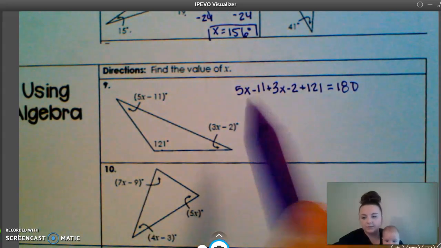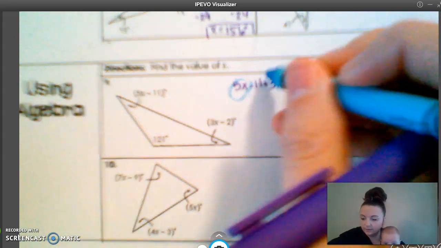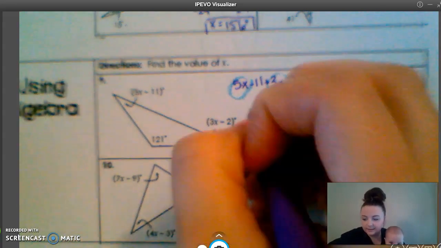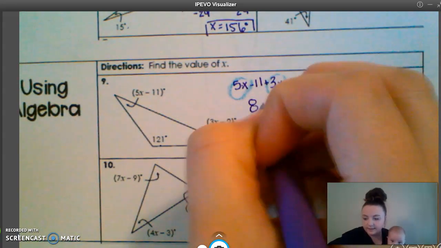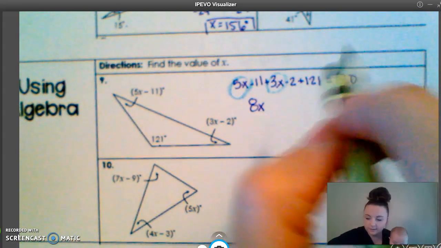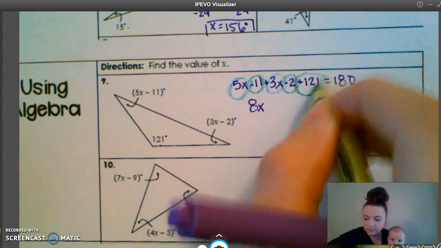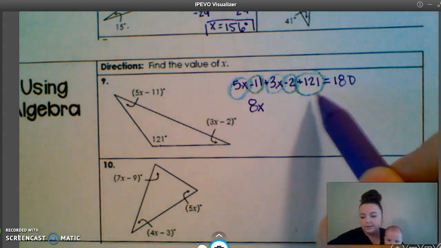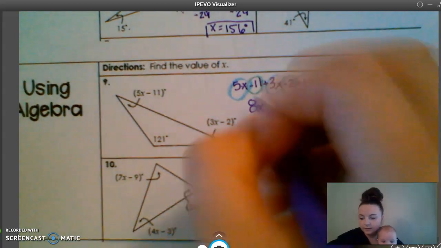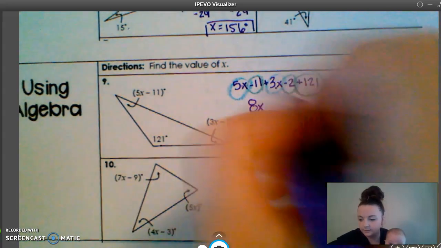Now there's a bunch of like terms over here, so I need to put them together. So 5x is a like term, 3x is a like term. 5x plus 3x is how many x's? 8x. Then I also have some just regular constants. So negative 11, negative 2, plus 121. So that would be 108. So plus 108, I think. Yes.